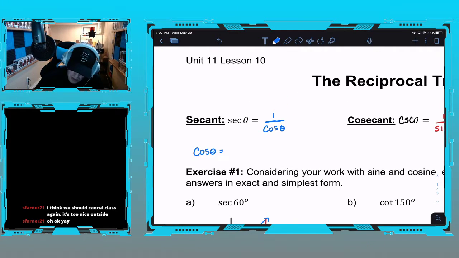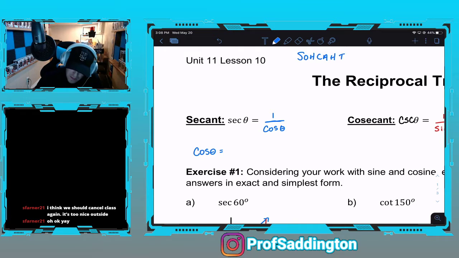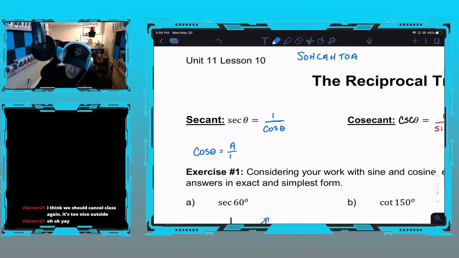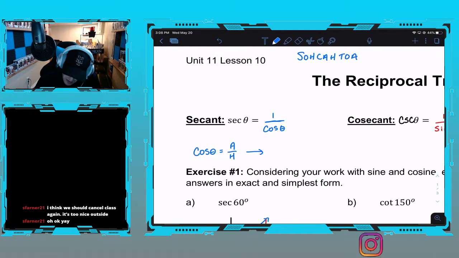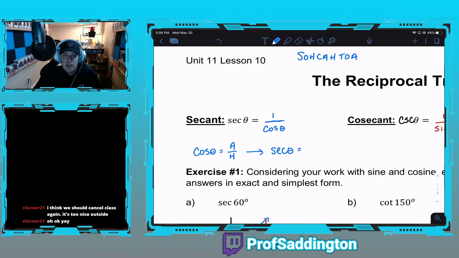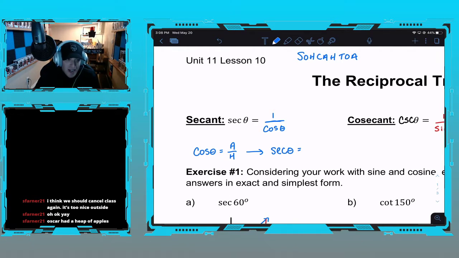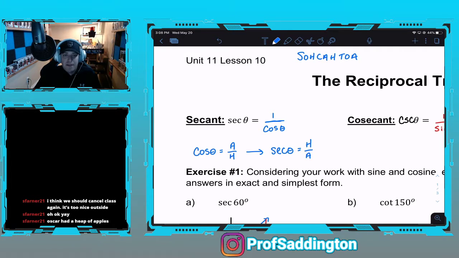You guys were taught the Silver Creek teachers, and then it was like, I'm just going to write it all down, the SOHCAHTOA. And cosine represented A over H. So because secant is the reciprocal function, that means when we want to change it into secant form, we're just going to take the fraction and flip it over because it is reciprocal. Oscar had a heap of apples. I knew it was something. I couldn't remember if you guys were taught the horses or not. So notice secant got flipped over because it is the reciprocal function of cosine.